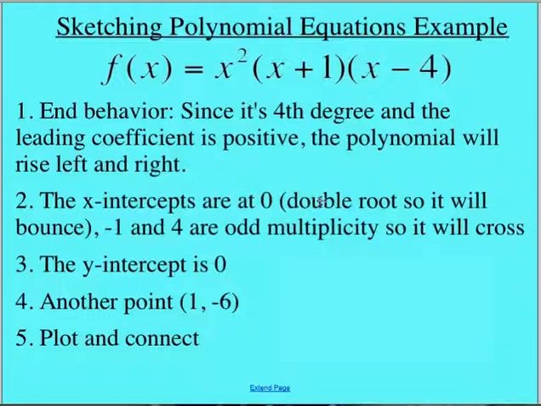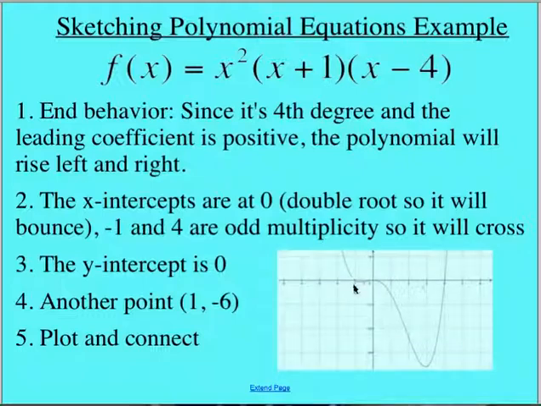We call 0 a double root. That's because it has even multiplicity, so that's where it's going to bounce. So it's going to bounce at 0, cross at -1, and cross at 4. My y-intercept, if I plug in 0 for x, is going to be 0. And then another point, if I plug in 1 for x, I get -6. And then I would plot these, and my graph would look like this. So rises left, rises right, crosses at -1, bounces at 0, and crosses again at 4. And then at 1, -6 is another point.